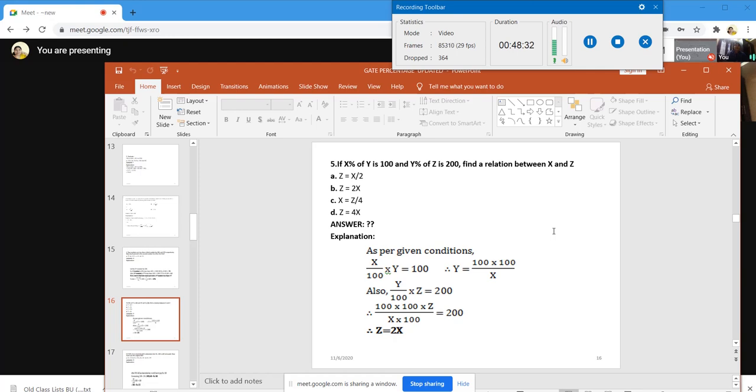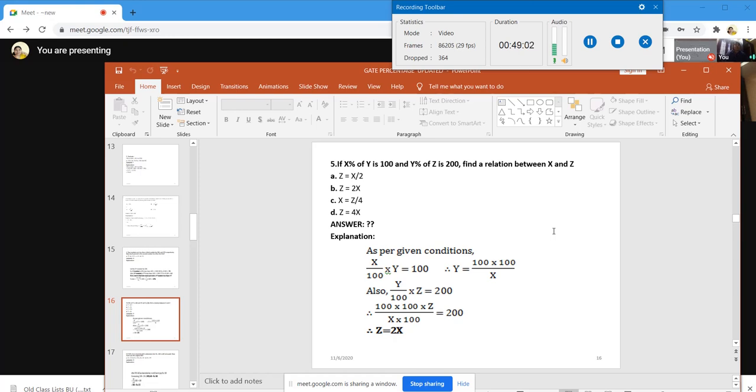If x% of y is 100 and y% of z is 200, find the relation between x and z. So x% of y means x by 100 into y. You can write x by 100 into y is equal to 100, as they have given. And here you can find out y. y is equal to 100 into 100 by x. Come to the next relation.